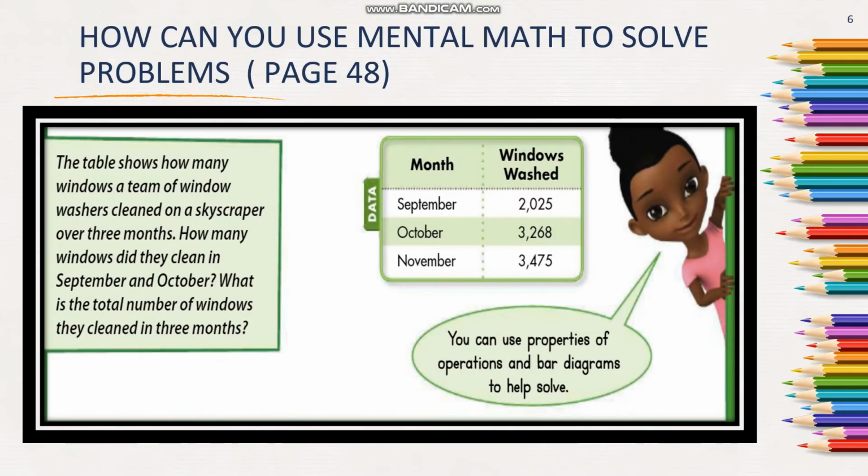How can you use mental math to solve problems? The table shows how many windows a team of window washers cleaned on a skyscraper over 3 months. How many windows did they clean in September and October? What is the total number of windows they cleaned in 3 months? You can use properties of operations and bar diagrams to help solve the problem.